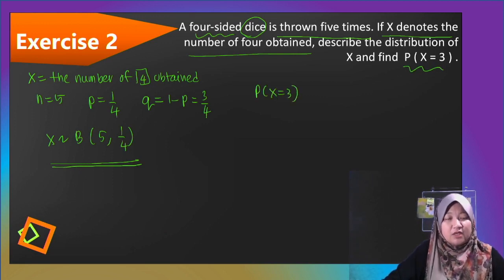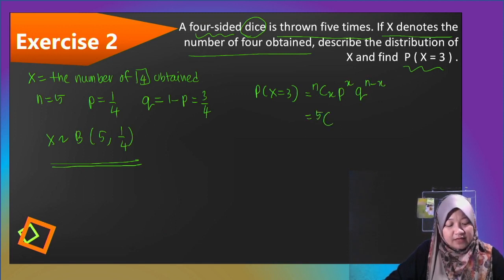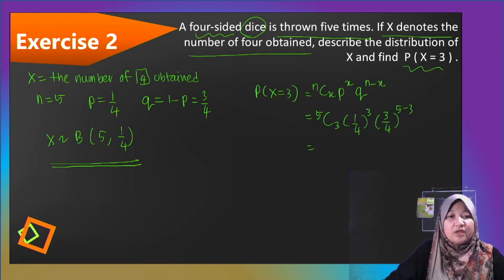So, for this one, equal sign, kita boleh guna formula. So, ingat formula dia NCX, P power of X, Q power of N minus X. So, N here is 5, X is 3, P is 1/4, power of X, X is 3, Q is 3/4, power of 5 minus 3. So, use your calculator. We have 45/512 or 0.08789.